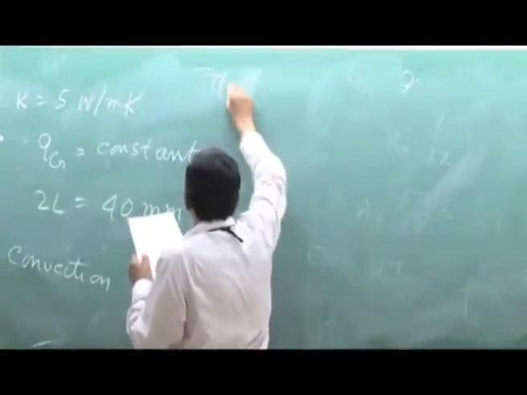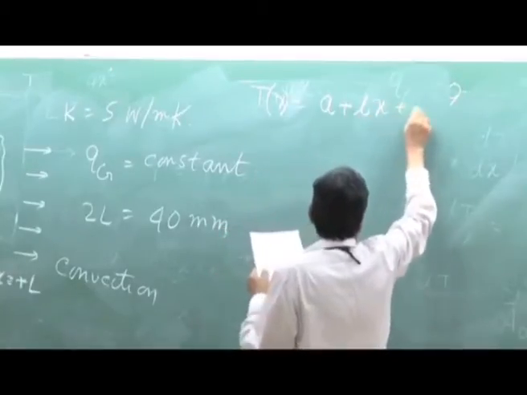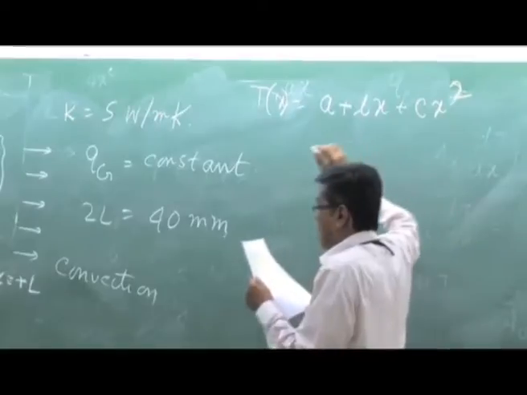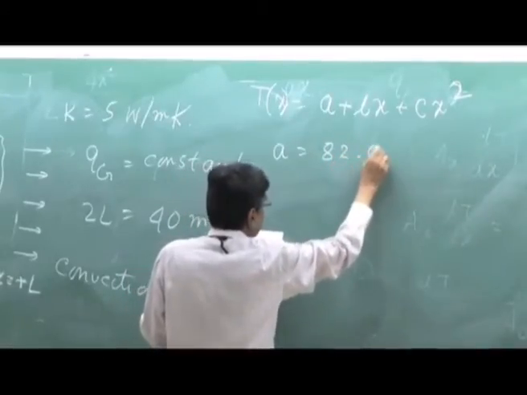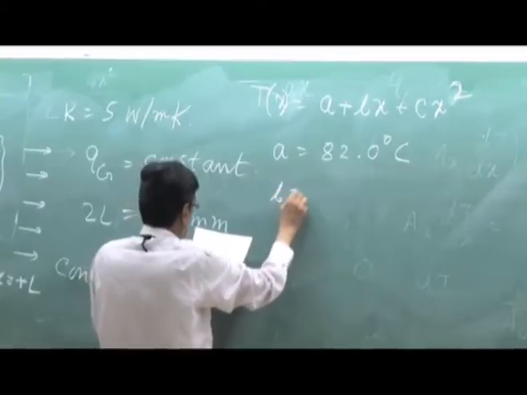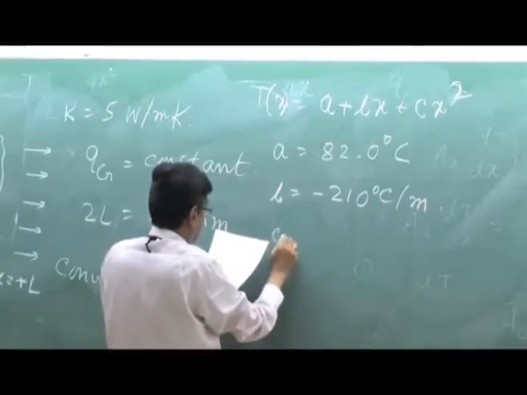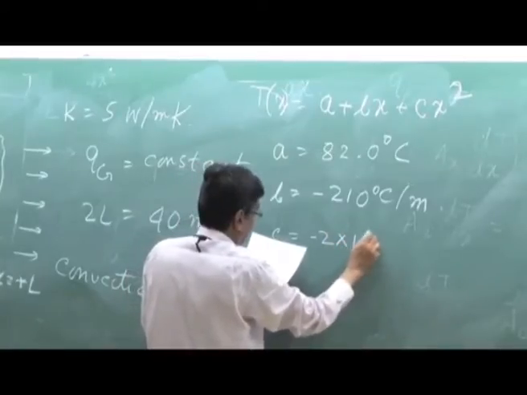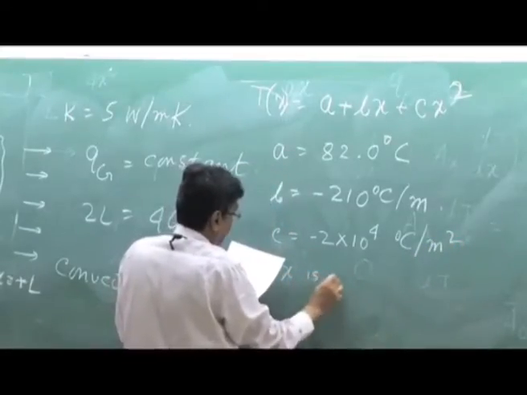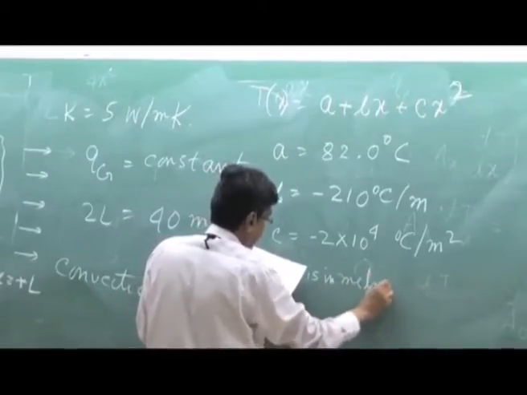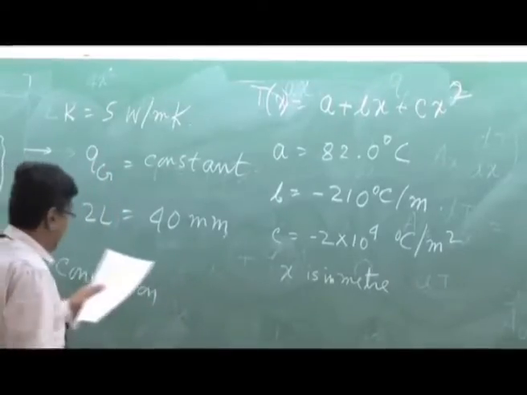The temperature distribution within the solid is A plus Bx plus Cx square, where A is 82.0 degrees Celsius, B is minus 210 degrees Celsius per meter, and C is minus 2 into 10 to the power 4 degrees Celsius per meter square. x is in meter. The origin of the x coordinate is the mid plane that I have already shown.